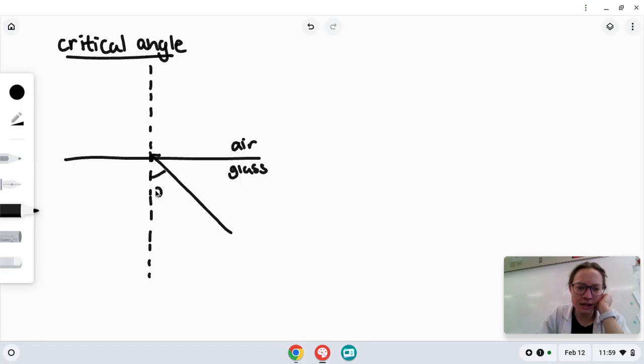Here is my angle of incidence. Now my outbound angle, because I'm going from glass, which is a more dense medium, higher index of refraction, to air, which is a less dense medium, lower index of refraction, then I am going to see a bend away from the normal, something like this.